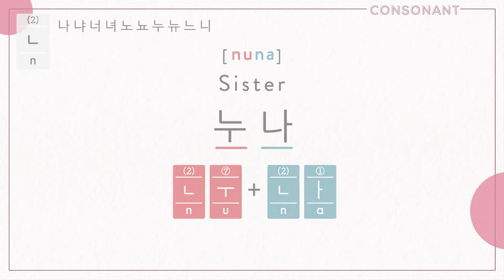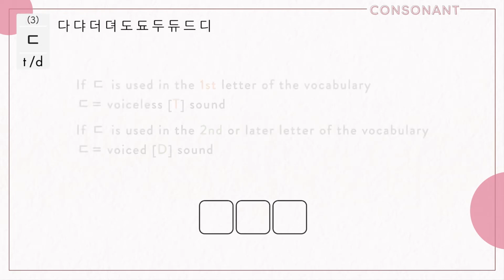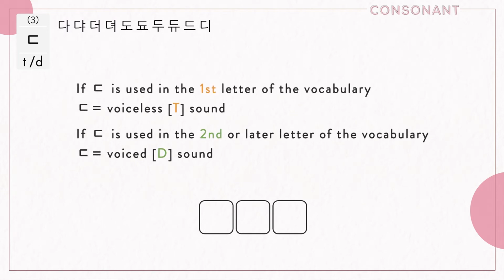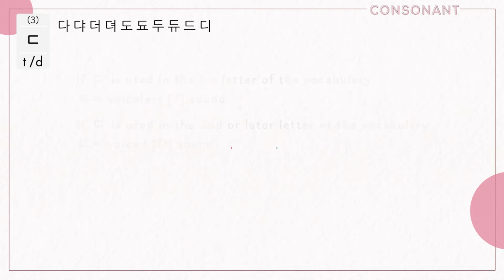Are you with me? Let's keep going. Next is the TD sound. This is the same as the KG sound. If this consonant is used in the first letter of the vocabulary, it will be a voiceless T sound. But if this consonant is used in the second or later letter of the vocabulary, it will be a voiced D sound. Now, let's read the word go in Hangul.